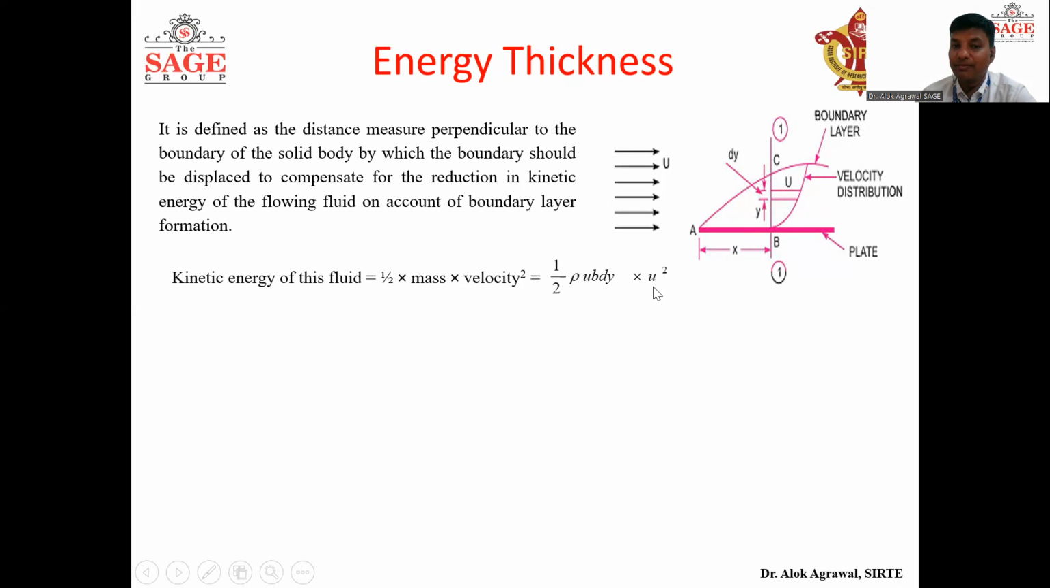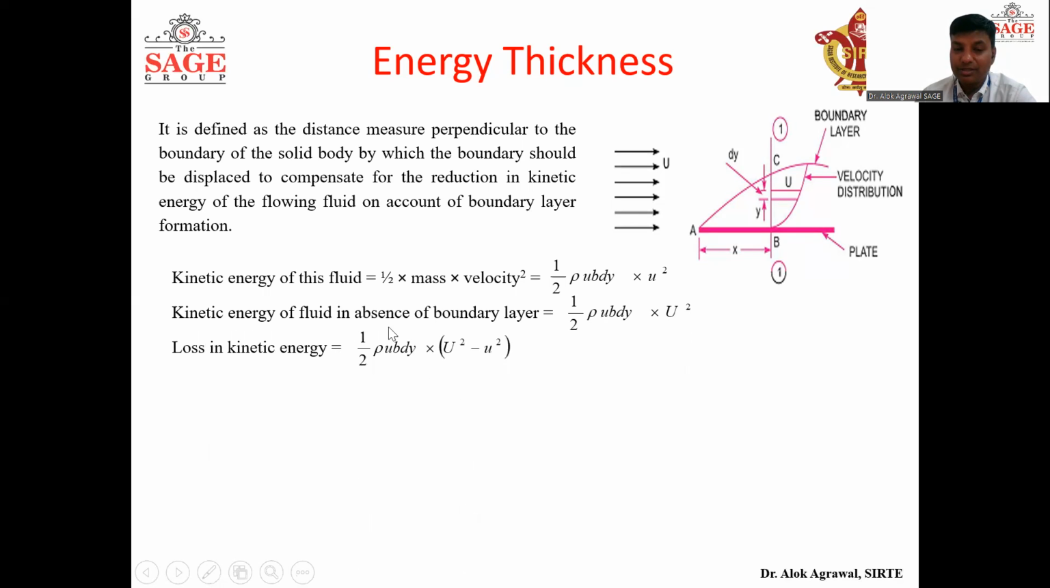And when we multiply it by velocity square, the velocity of fluid passing through this strip, we get the kinetic energy of the fluid. Now suppose the plate is not present, what will be the kinetic energy? This small u will be replaced by capital U. So in the absence of the boundary layer, the kinetic energy will be half rho u b dy into capital U square. So the loss of kinetic energy will be half rho into small u into b dy into (capital U square minus small u square). This will be the loss of kinetic energy.